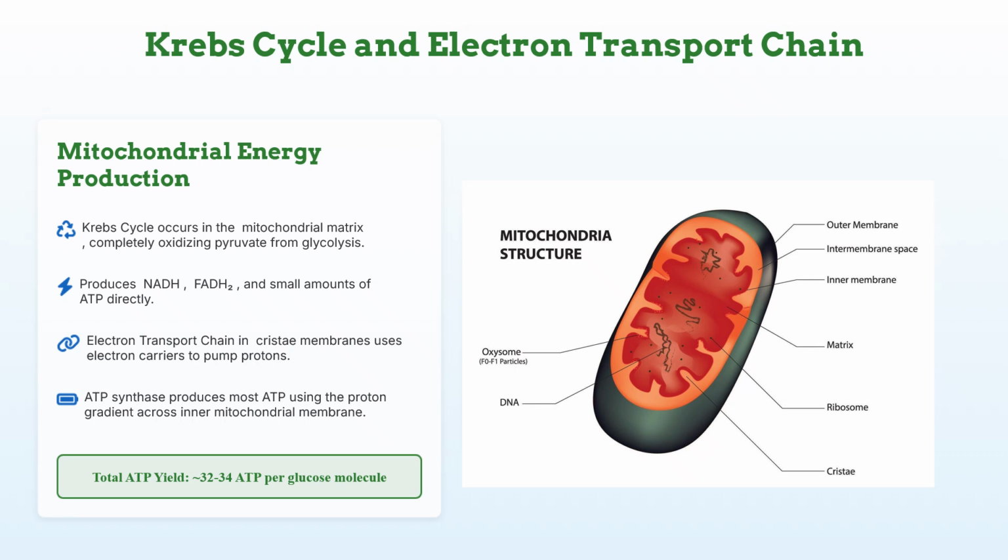This energy is used to pump protons across the inner mitochondrial membrane, creating a concentration gradient. The combination of the Krebs cycle and electron transport chain produces approximately 32 to 34 ATP molecules per glucose.